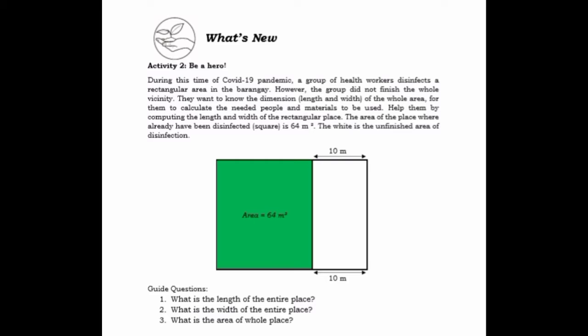The area of the place where already had been disinfected is 64 meters squared. The white is the unfinished area of disinfection. These are the guide questions. Number 1. What is the length of the entire place? Number 2. What is the width of the entire place? Number 3. What is the area of the whole place?